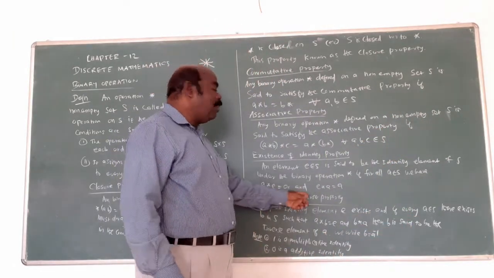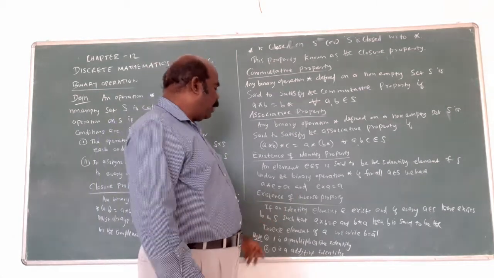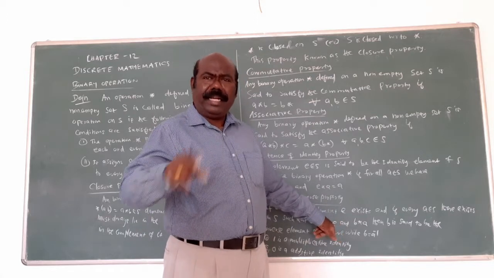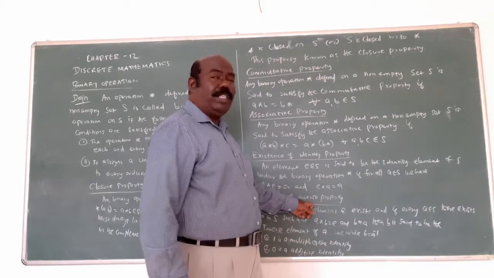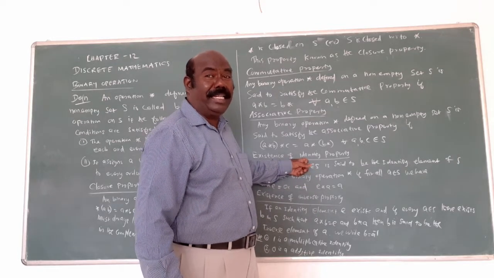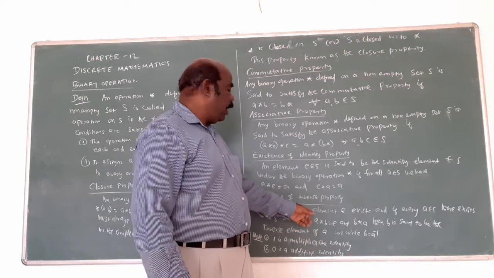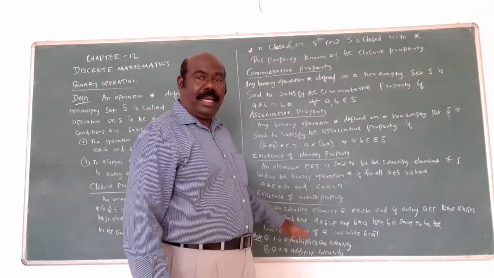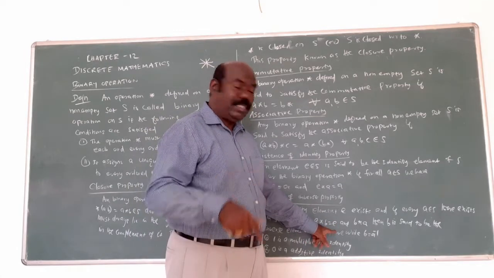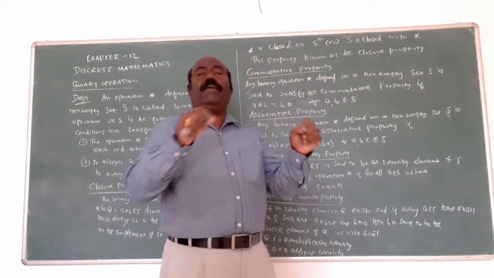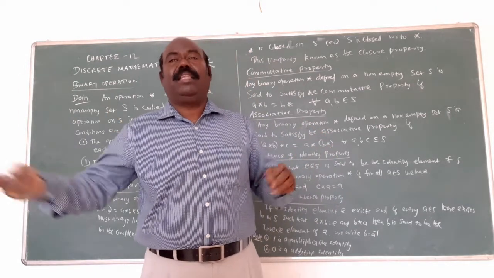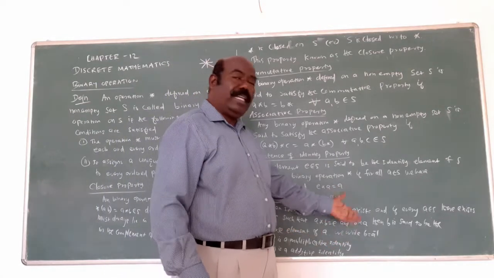Then comes the existence of the inverse property. That means what? A star B equals E, where E represents the identity element. Suppose the inverse property asks me, I must first find the identity element. This is very important. First find the identity element, then only you will find the inverse. Directly it is not possible, because A star B equals E. For which two elements, operating both gives the identity element, then only B is the inverse of A.